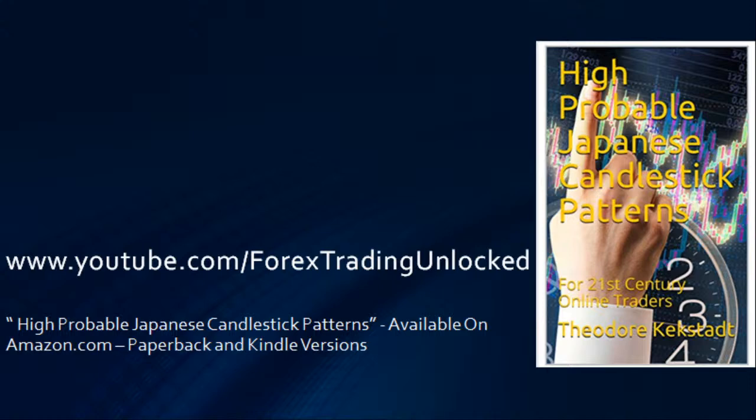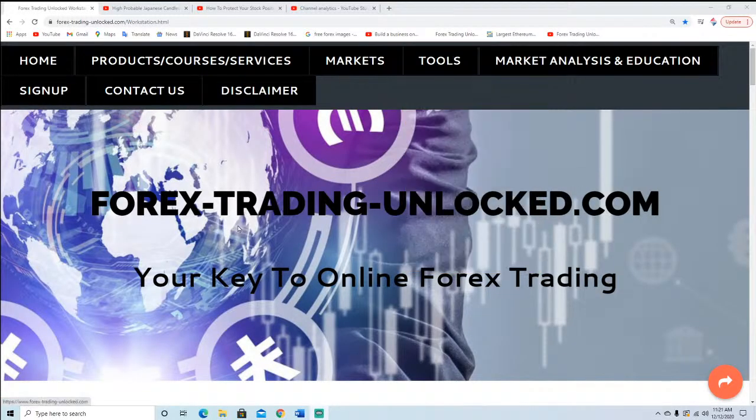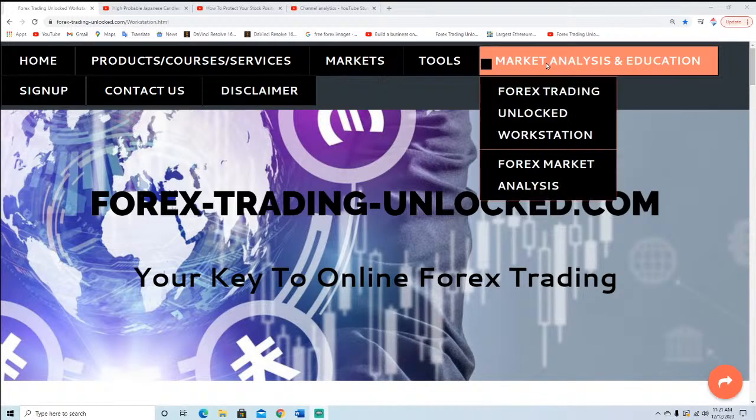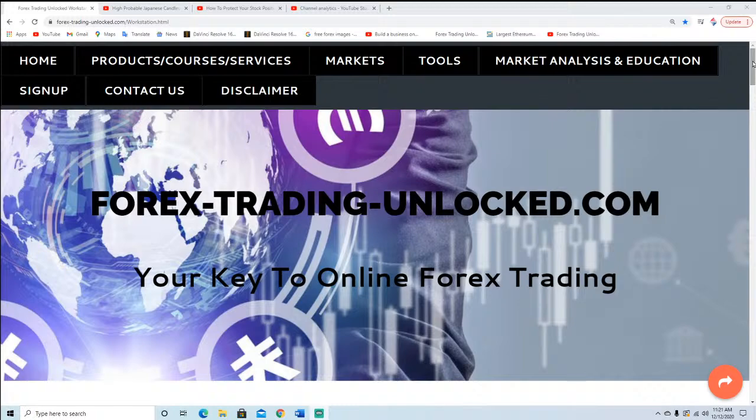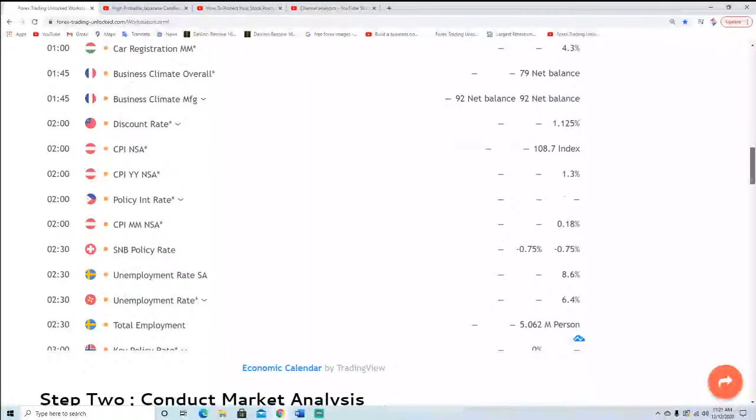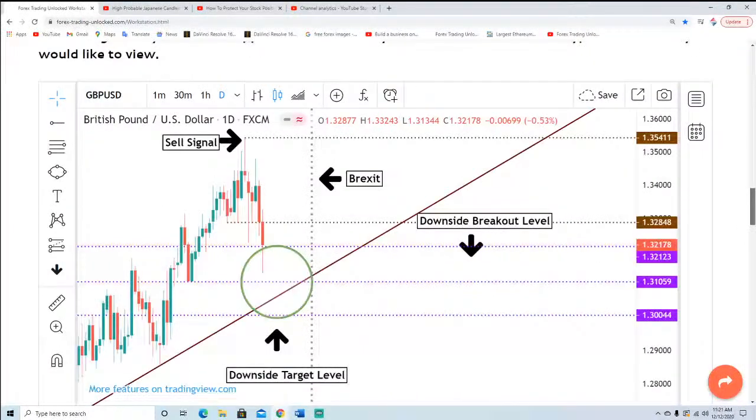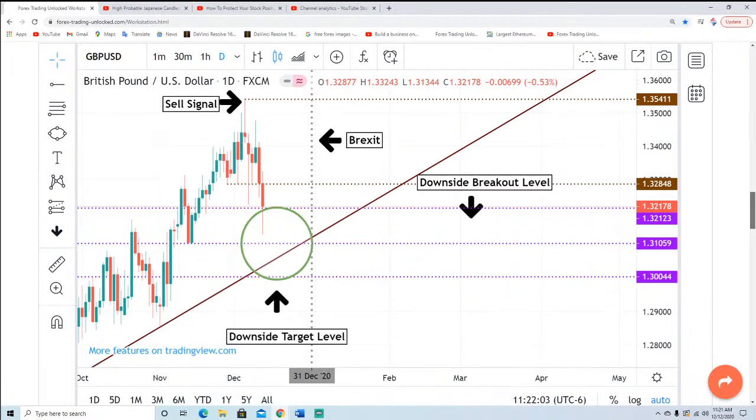So, with that, we're going to go to our live action screen here. We have the Forex-Trading-Unlocked.com website pulled up, and we already went to our market analysis and education tab and pulled up the workstation page. Our workstation page here has a bunch of economic number calendars and a bunch of other things on the page, but we're going to focus in on the chart that we already have prepared for you.